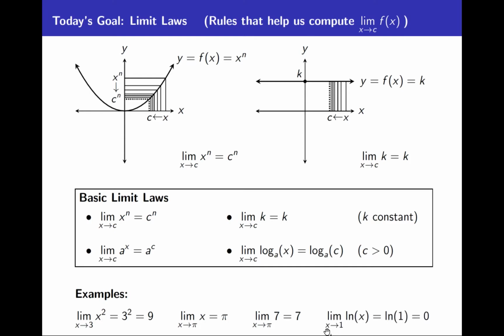Here's another one. The limit as x approaches 1 of ln of x. Remember, ln of x is log base e of x. So according to our fourth limit law here, the answer should be ln of 1. As x gets closer and closer to 1, ln of x is getting closer and closer to ln of 1. And ln of 1 is equal to 0. So with these four examples, we've computed 4 different limits using these very basic and simple limit laws.